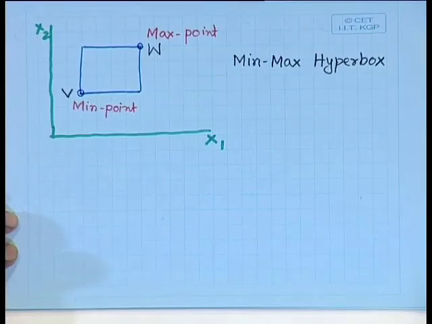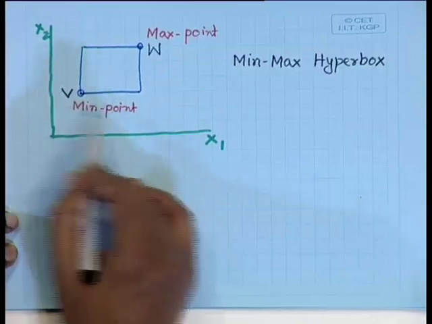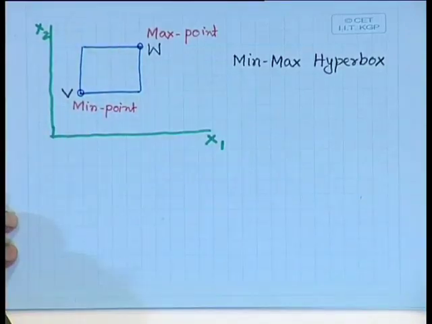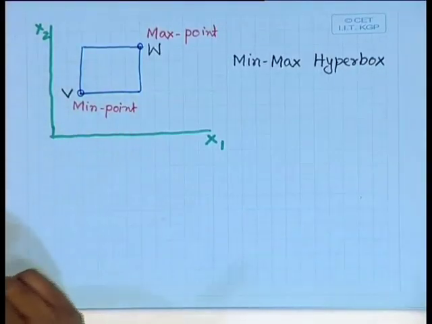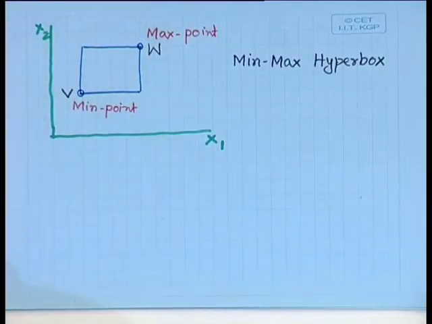Okay. Now, similarly, if I have an n dimensional feature space, or the feature vectors are n dimensional feature vectors, then all the n coordinates for this min point will be minimum among all the points. Similarly, all the n coordinates for the max point will be maximum among all the feature vectors which are given. Okay. So, if I say that a point P, I want to check whether a point P belongs to this hyperbox or not.